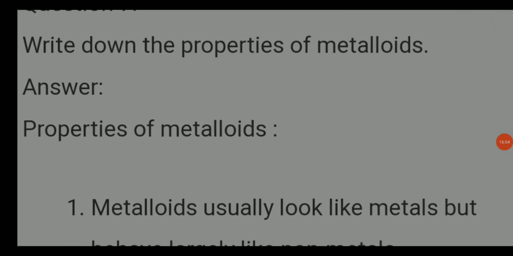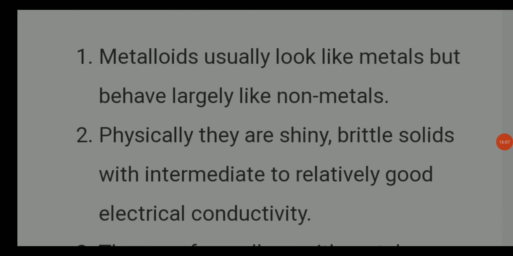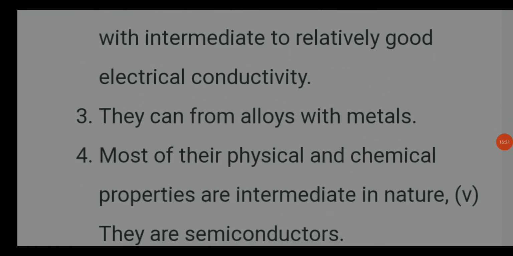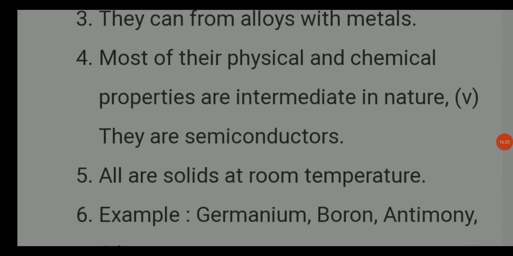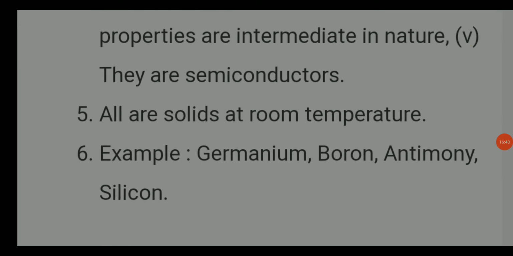Seventh one, write down the properties of metalloids. First point, the metalloids usually look like metals but behave largely like non-metals. Second point, physically they are shiny, brittle solids with intermediate to relatively good electrical conductivity. So these are semiconductors. Third point, they can form alloys with metals. Fourth point, most of their physical and chemical properties are intermediate in nature. They are semiconductors. Fifth point, all are solids at room temperature. Examples: germanium, boron, antimony and silicon.